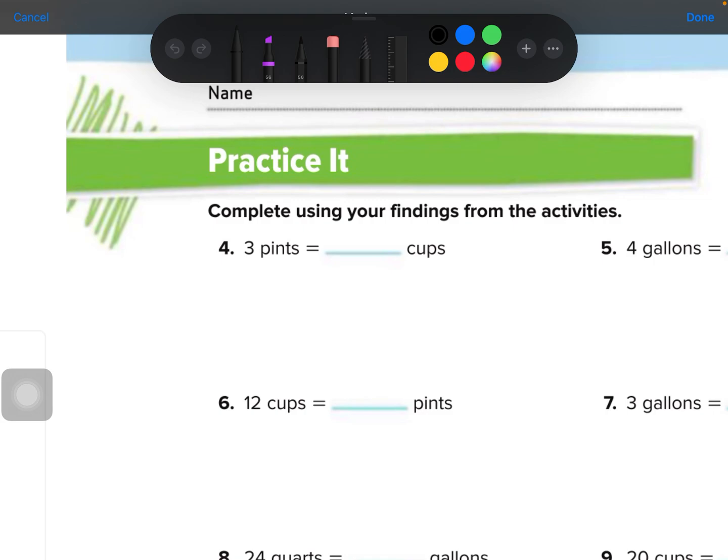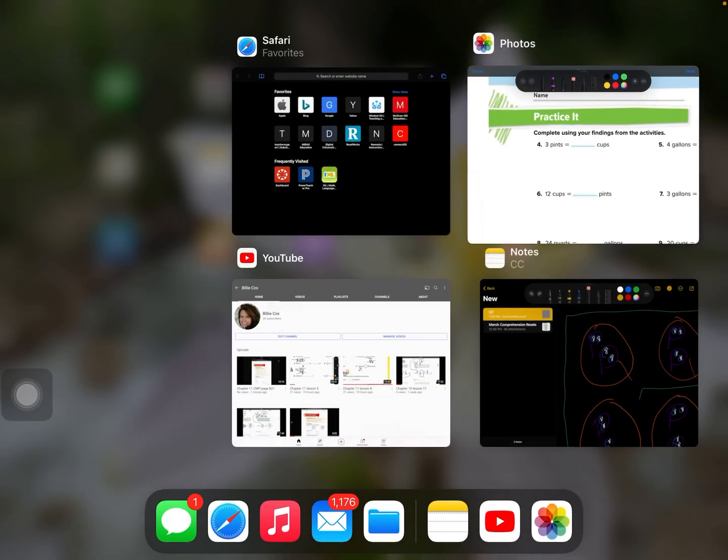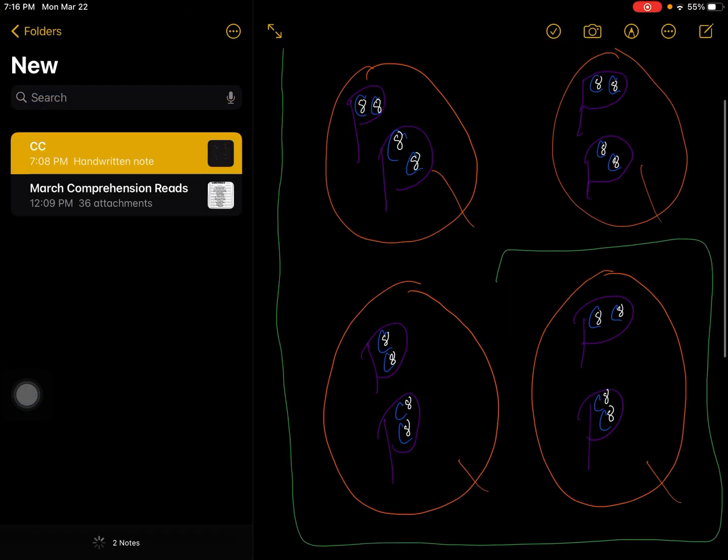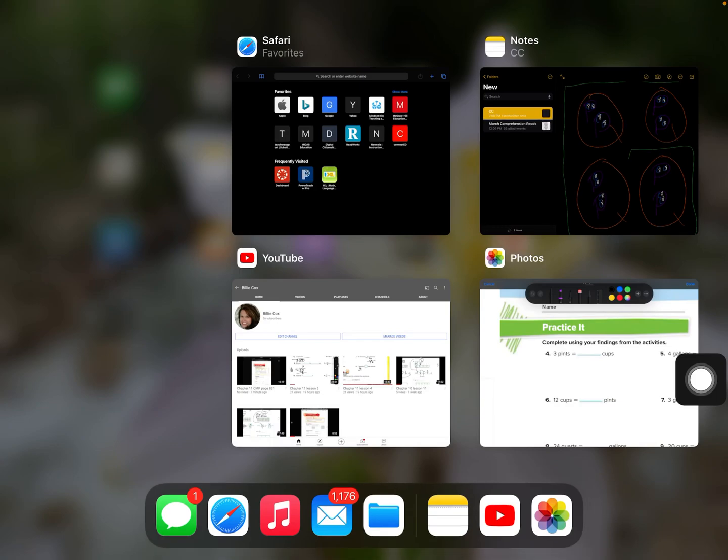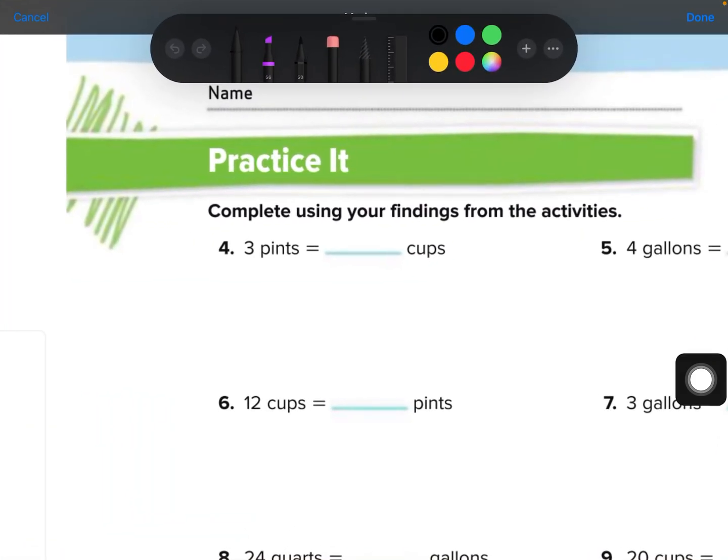Pints are how many cups? Well, if you look at your G poster, we can see that 3 pints. So if we have 3 weights, 1, 2, 3, we are going to have 1, 2, 3, 4, 5, 6, 7, 8. We're going to have 8 cups. So, 3 pints is going to be, I have 6 cups. Oops.